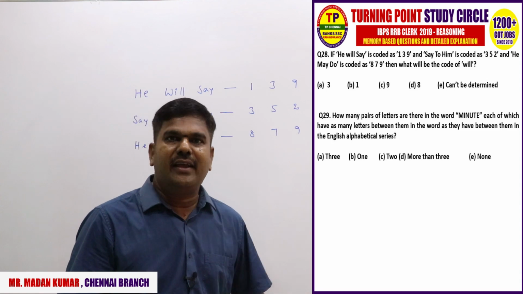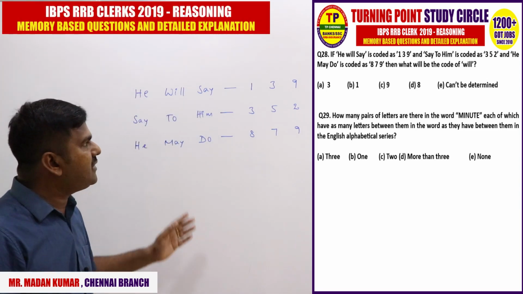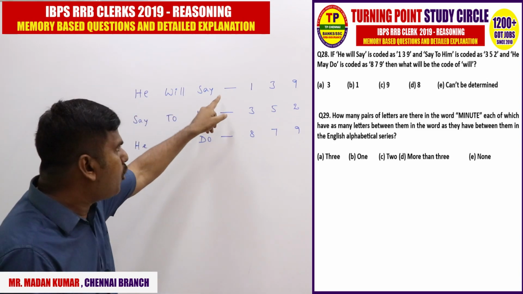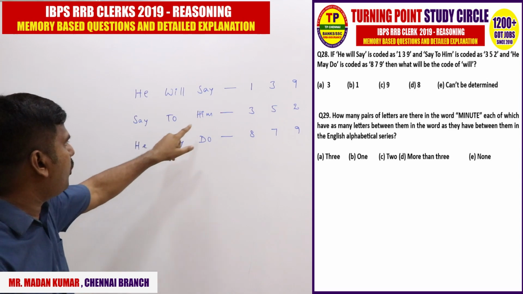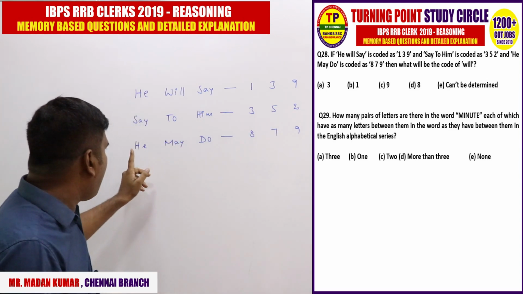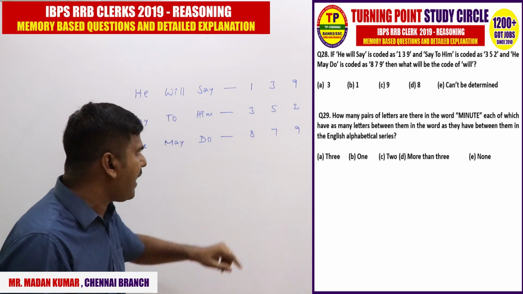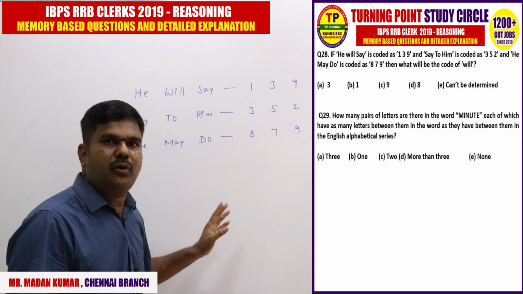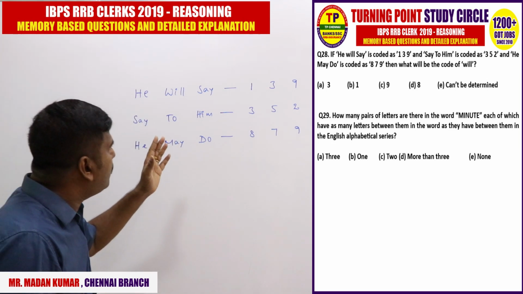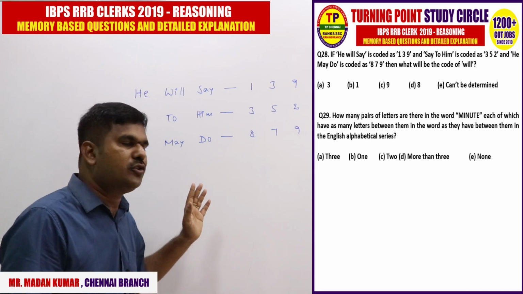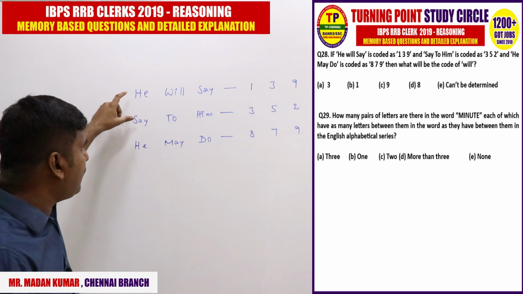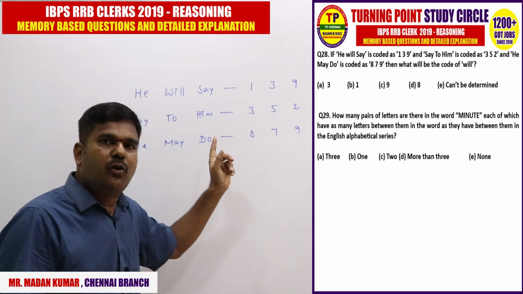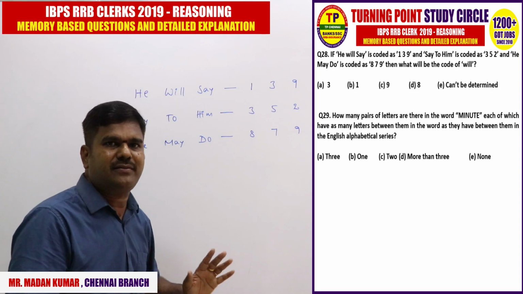I will go ahead with the next question, which is based on mixed word coding, right? So what is being given? He will say is coded as 139, say to him is coded as 352, and he may do is given as code 879. Then what will be the code of will? So this mixed word coding is very easy. We need to just see which are the common words, and also check common numbers, which have to be coded with a different shade. That's it, as simple as it is.